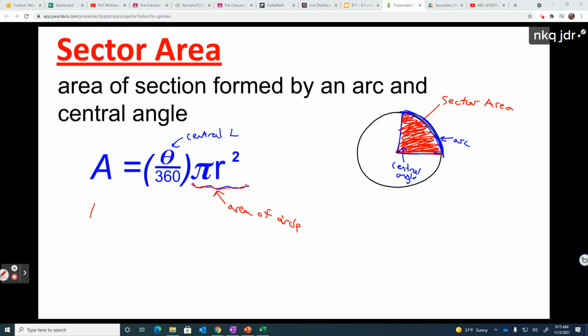This is area equals the central angle over 360 times pi times the radius squared. Right. We've got a real world problem for this one as well.